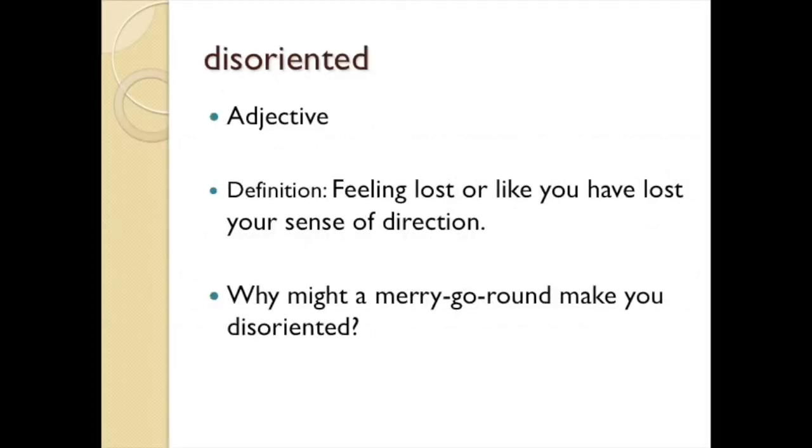The first word is disoriented. Disoriented is an adjective or describing word in a sentence. The definition of disoriented is feeling lost or like you have lost your sense of direction. Let's listen to this word in a sentence. Sailors who get disoriented at sea might use the stars or the sun to figure out which direction they are going. Now think about this question. Why might a merry-go-round make you disoriented? Write your response on your vocab sheet.